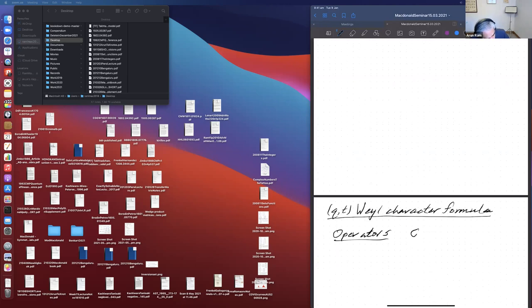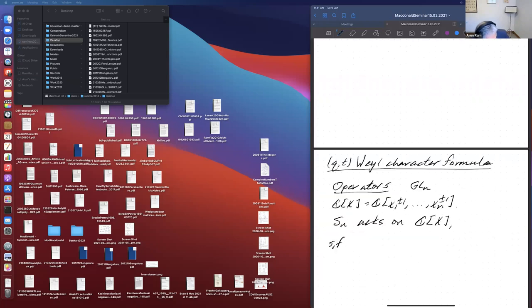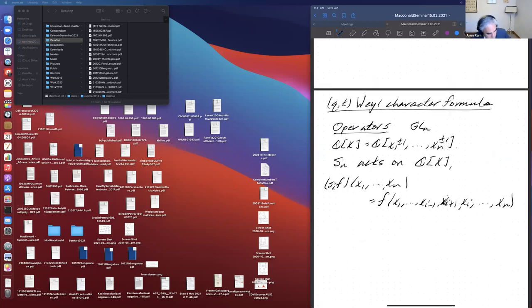So I'll work again in type GL_n. So C[X], I will use my same notation, is the Laurent polynomial ring, and of course the symmetric group acts on this Laurent polynomial ring. Just for reference, s_i acting on a polynomial in the variables x_1 up to x_n is the same as the polynomial where I switch the i-th and (i+1)-st variables everywhere. That's the action of the symmetric group. So s_i is the simple transposition which switches i and i+1.